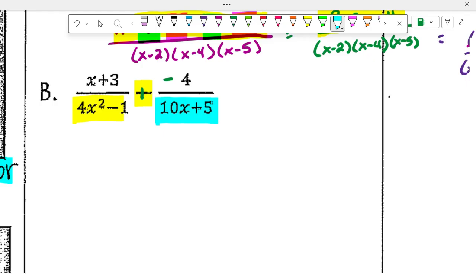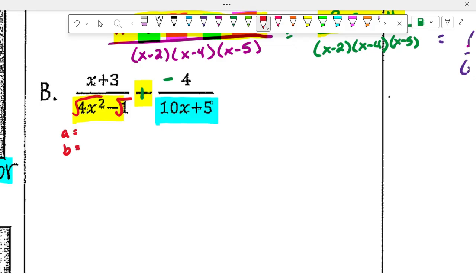It's a binomial, but what could be a possible factoring method? Difference of squares. Good. Now, it is a difference of squares. So that just means we have to take the square root of the first, square root of the last, and then separate those terms by a plus and minus.